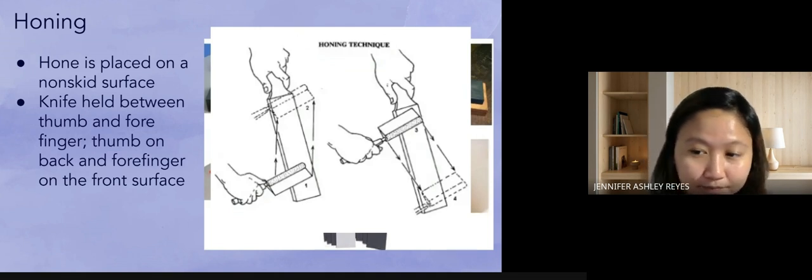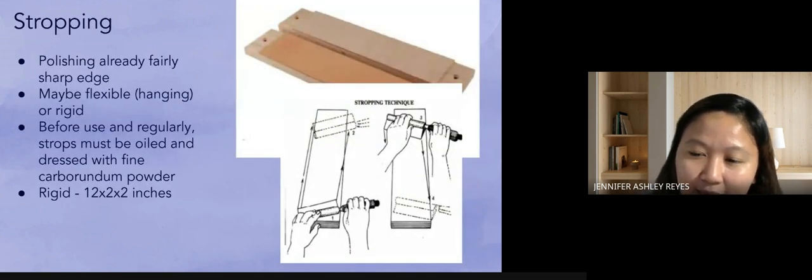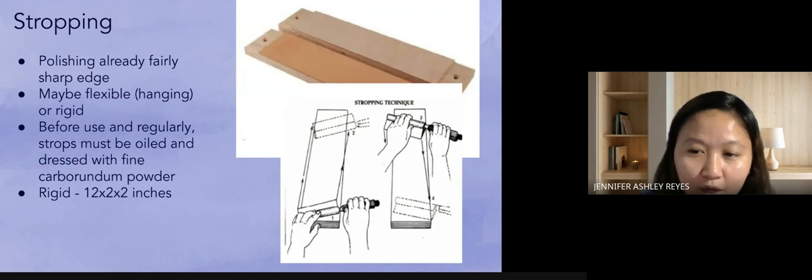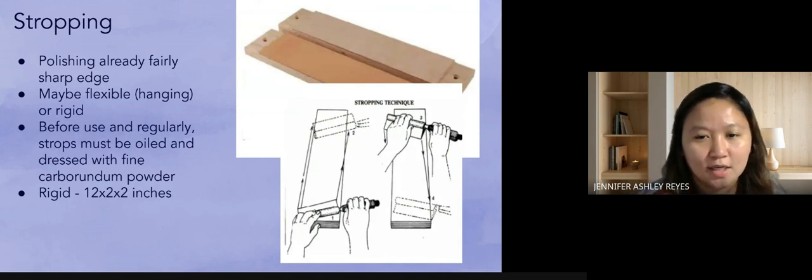After honing, you will do stropping. The knife should be laid at the near end of the strop with the cutting edge towards the operator. The knife is held with the forefinger and the thumb. The action for stropping is opposite of honing. It's like polishing what is already sharp.